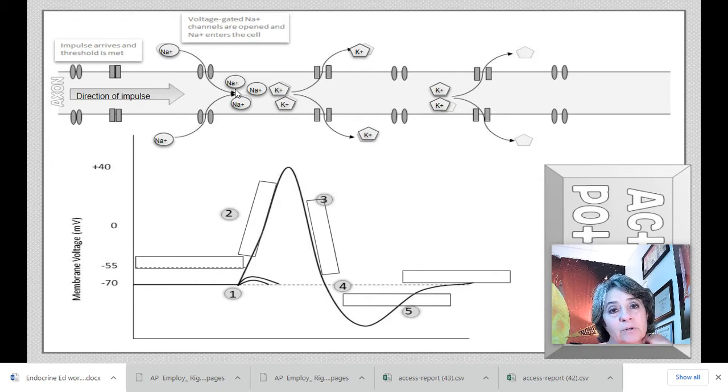In order for an impulse to travel, you have to get sodium in and potassium out. If it's not traveling, then sodium stays on the outside, potassium stays on the inside. But you have to swap places in order for this nerve impulse to travel. So once it comes here, the gate opens, sodium goes in, and you see potassium going out here. So drag your little potassium and sodium figures to the right spot.